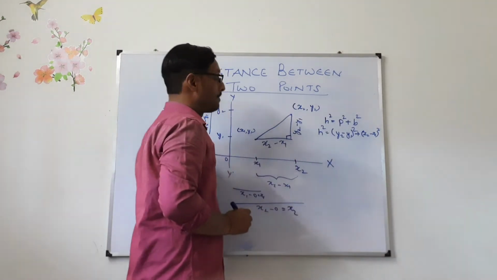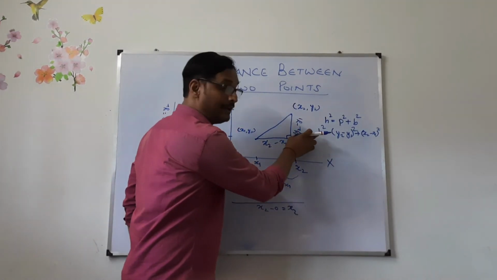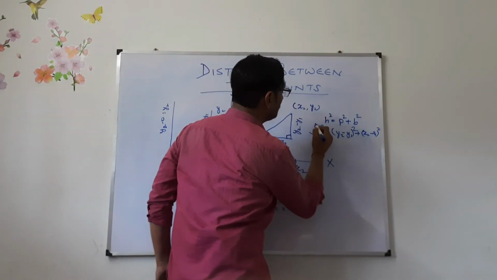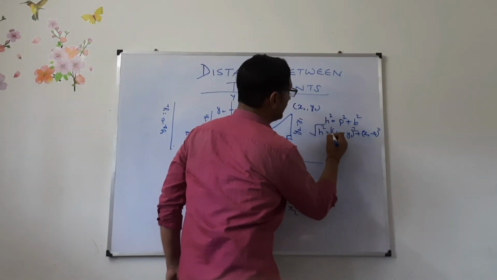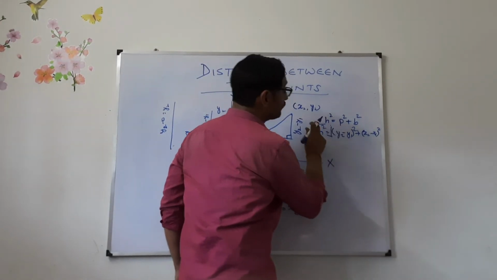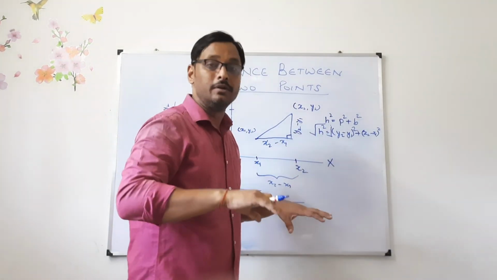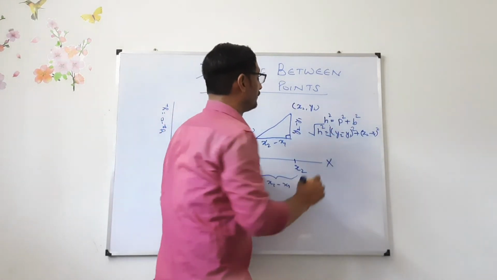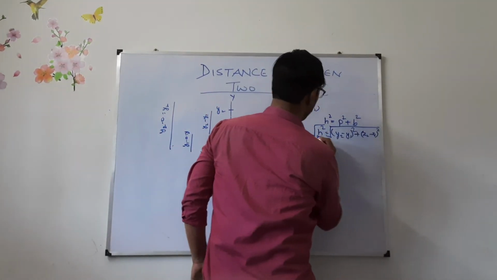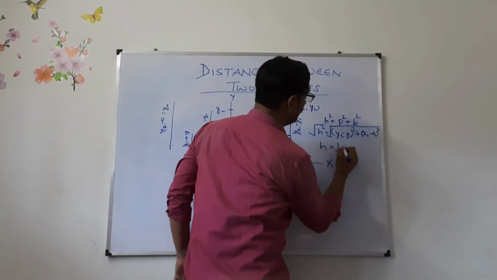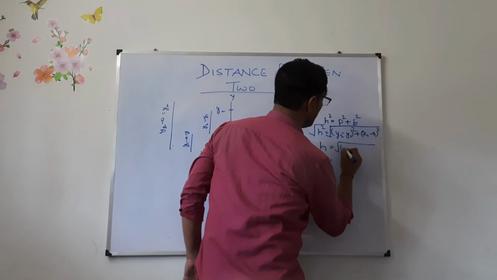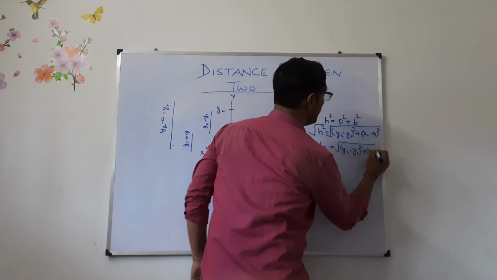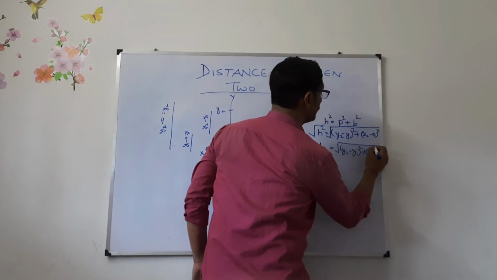Square is there. What I need to do? I need to find out h, not h square. So what I have to do? I have to give a square root sign. But I can't give a square root on my own. If I have to give a square root to this one, I need to give a square root to this one also. So what is this? h is equal to square root of (y2 minus y1) whole square plus (x2 minus x1) whole square.